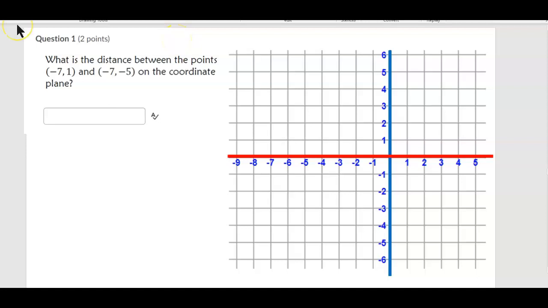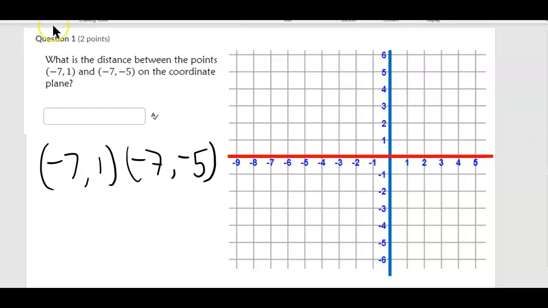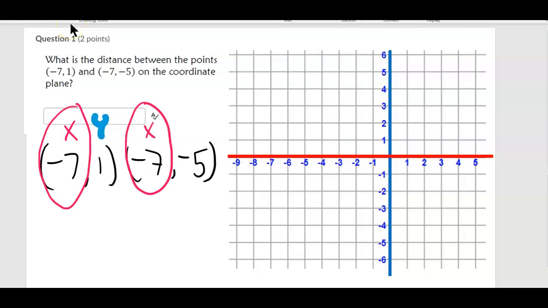Let's rewrite this. -7, 1, and -7, -5, just so I can have some space to identify and write things. X, X. So the X's are -7 and -7. The y's are 1 and -5.